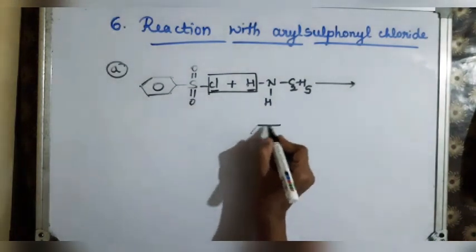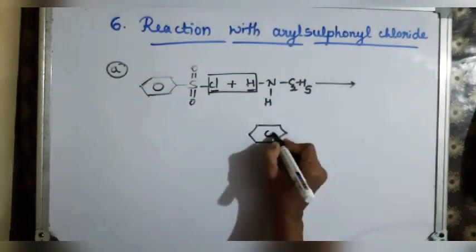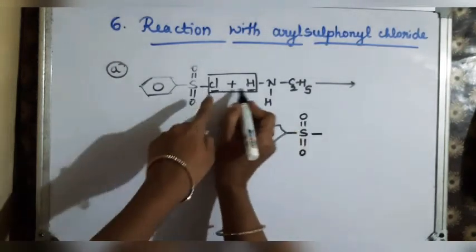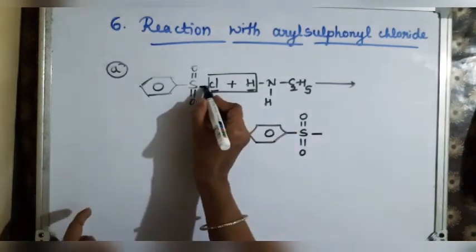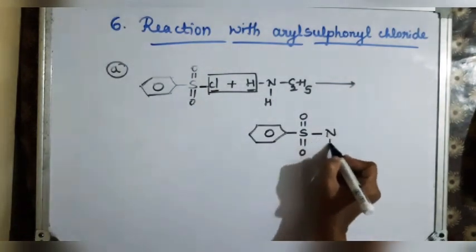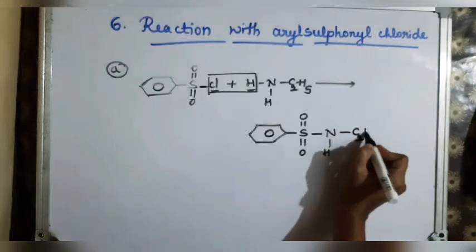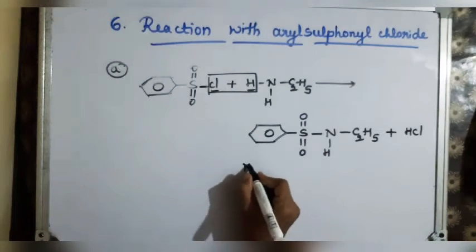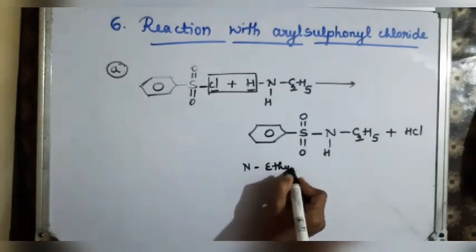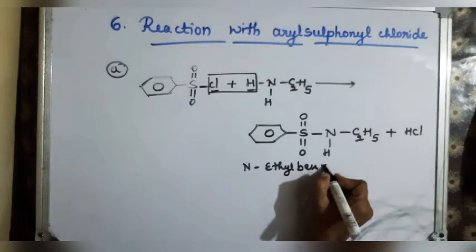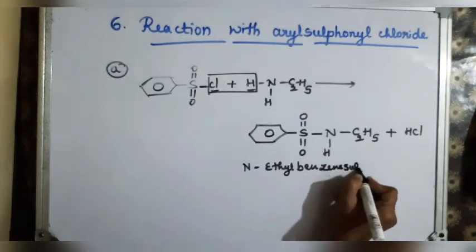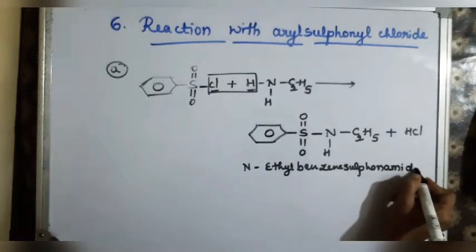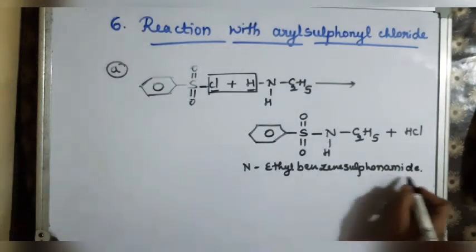Now just write the benzene SO2 group as it is. Now this goes out as HCl. So now sulfur links with the nitrogen with one hydrogen and C2H5, plus HCl. So this is N-ethyl benzene sulfonamide.